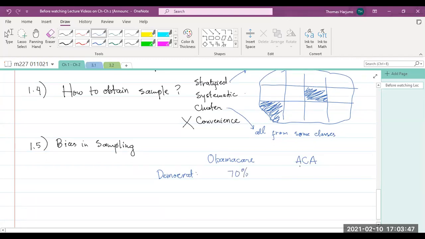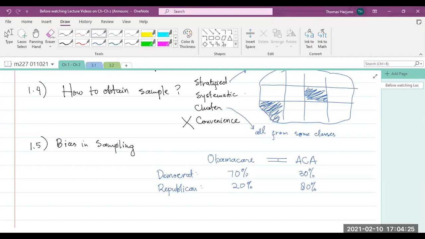I make up numbers, okay? And only 30% of them will choose Affordable Care Act. Now, if you ask Republicans, people with Republican affiliation, let's say I make up numbers again, only 20% will choose Obamacare and 80% choose Affordable Care Act. Unbeknownst to them, Obamacare is just a nickname for the formal name Affordable Care Act. I mean, they're just the same thing.